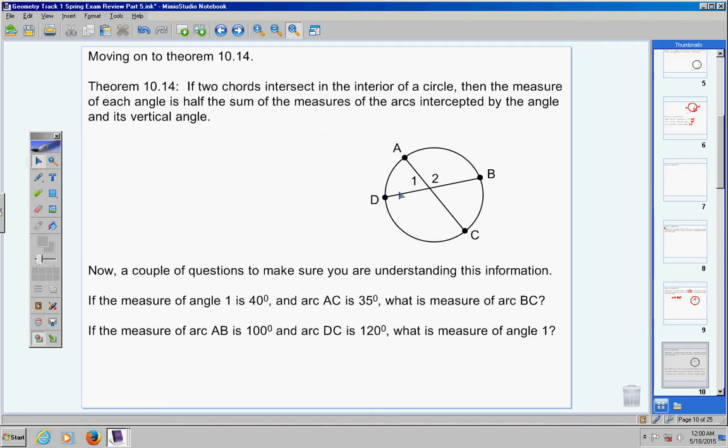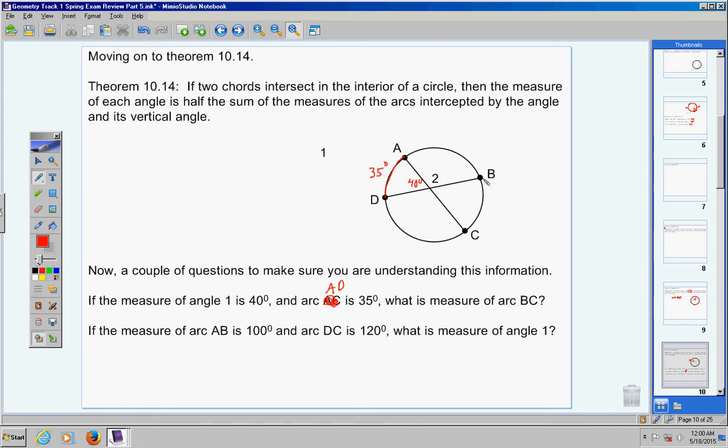Okay. Now, question number 1. If the measure of angle 1 is 40 degrees, so I'm going to go ahead and get rid of this number 1 for a second right here. I'm going to put 40 degrees right here. If this angle is 40 and the measure of arc AC is 35, what is the measure of arc BC? Now, let me think for a second. I'm pretty sure I meant to say arc AD, so in your notes, please change that to AD, okay? Arc AD is 35 degrees.